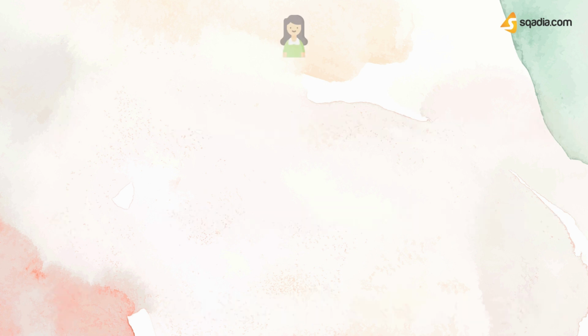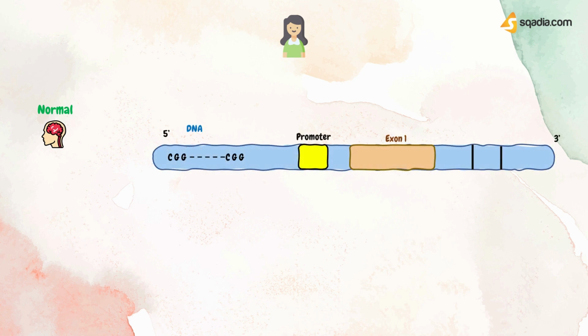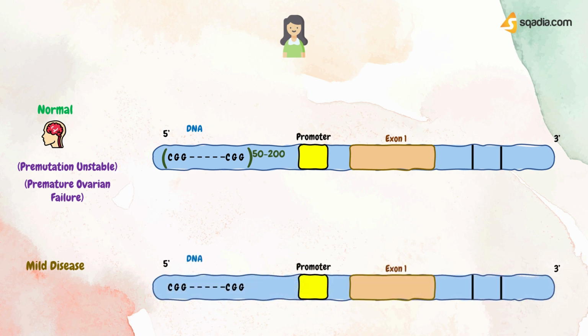Moving to phenotypes of females. A female is normal if the number of repeats of CGG is 50 to 200, but the premutation is unstable. She may also have premature ovarian failure, but mild disease if the number of repeats of CGG is 200 to 2000. 50% have mild learning difficulties.